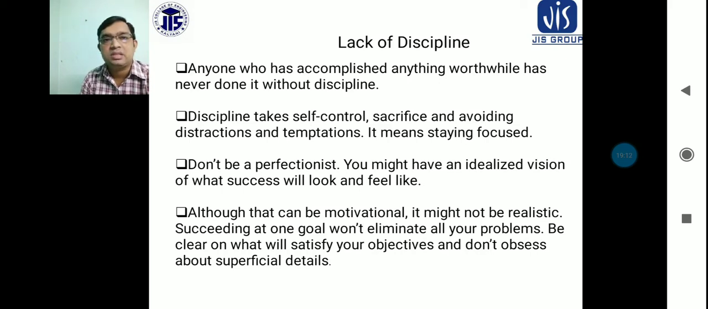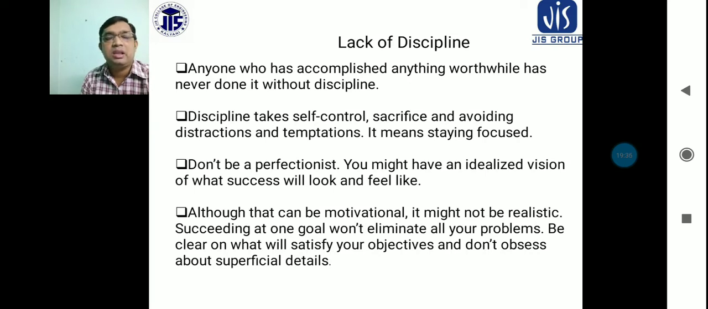Discipline takes self control. You always have to control yourself in each and every place, like expenses, and in cases such as your education life and your personal life. In all things you have to control yourself. You also have to sacrifice and avoid distractions and temptations.